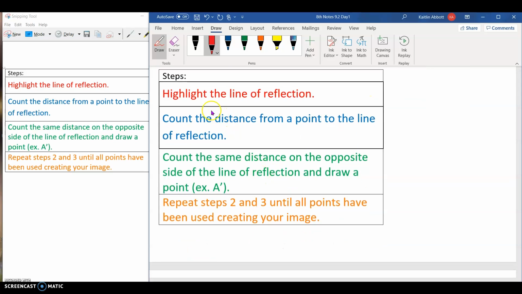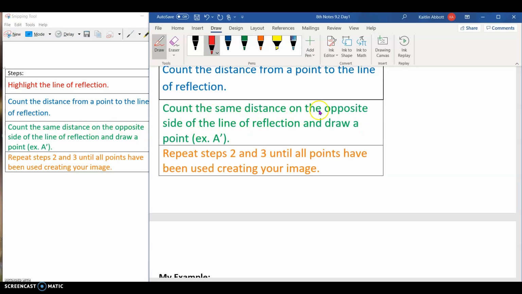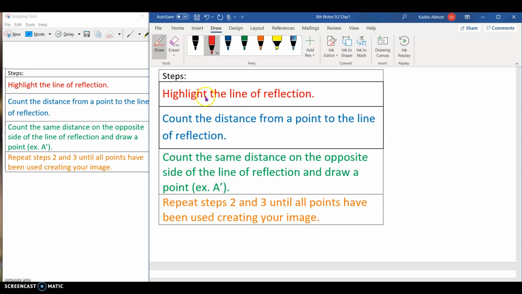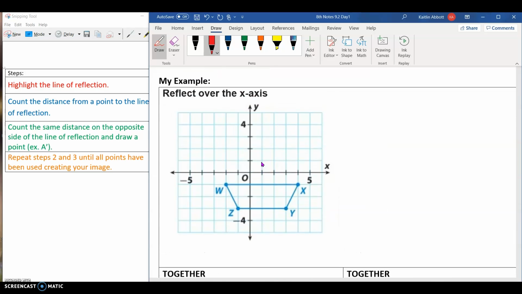Here are our directions, our steps. We're going to highlight the line of reflection because that's going to be super important. Most common mistake is that students most likely flip over the wrong axis. So we're going to highlight that to make sure we count correctly. We're going to count the distance from a point to the line of reflection. And then we're going to count the same distance on the opposite side of the line of reflection and draw a point. We're going to draw like A prime or B prime. We're going to repeat steps 2 and 3, not 1, 2, and 3, just 2 and 3 until all the points are done.